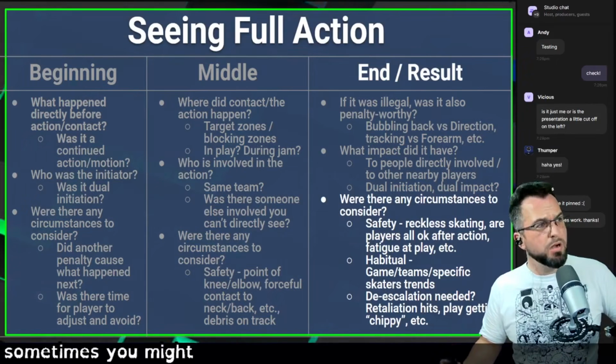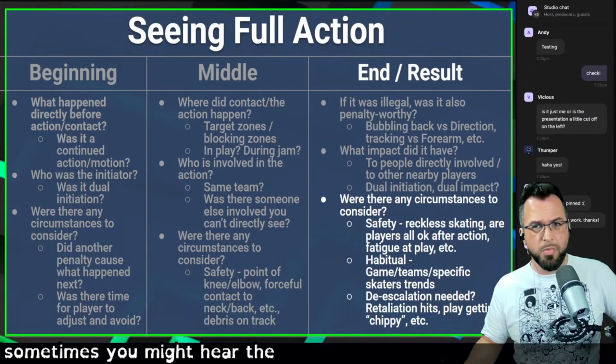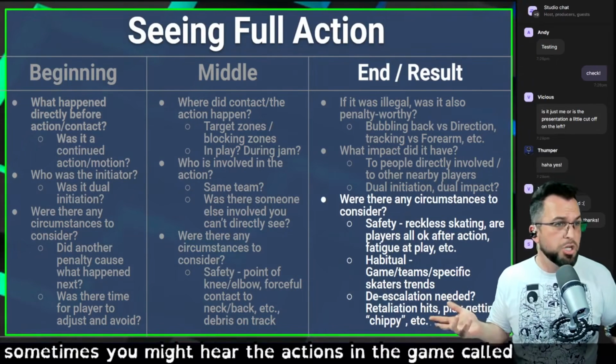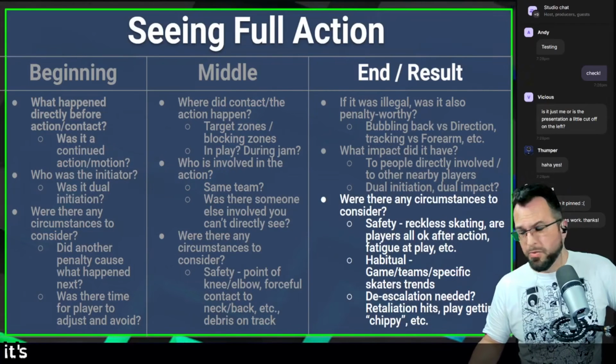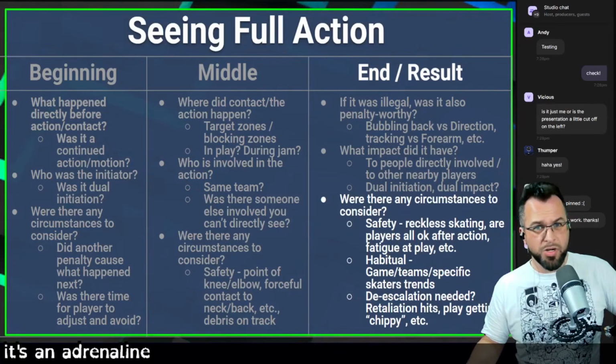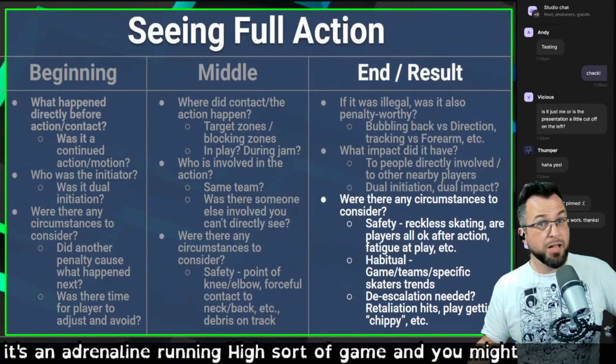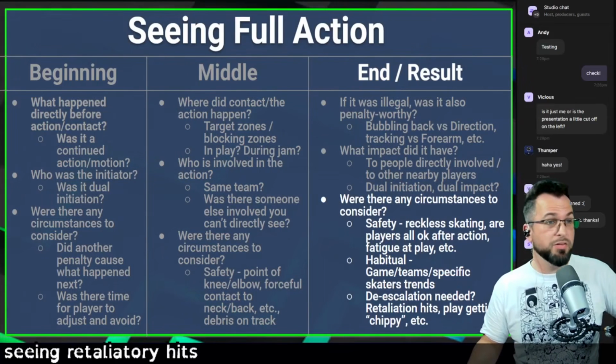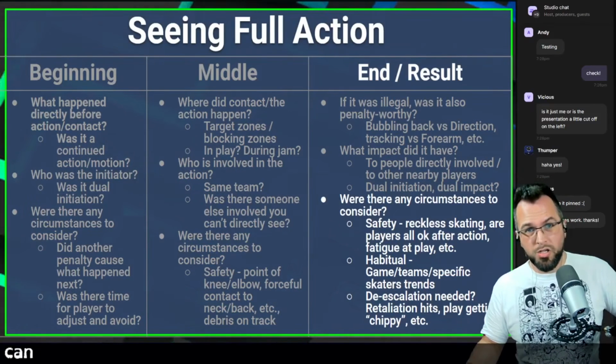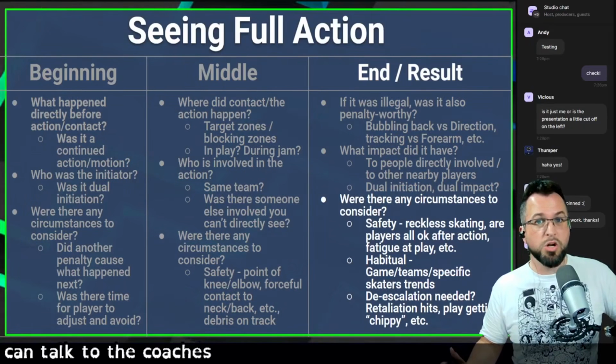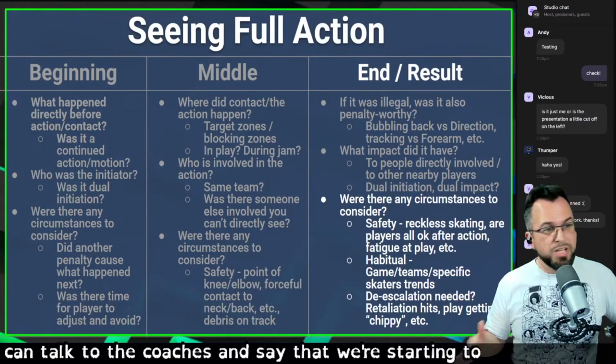Sometimes you might hear the actions in the game called chippy, like it's getting a little chippy out there. It's an adrenaline running high sort of game, and you might start seeing retaliatory hits that might benefit from de-escalation. So you can talk to the coaches and say that we're starting to drift into some safety concerns here.